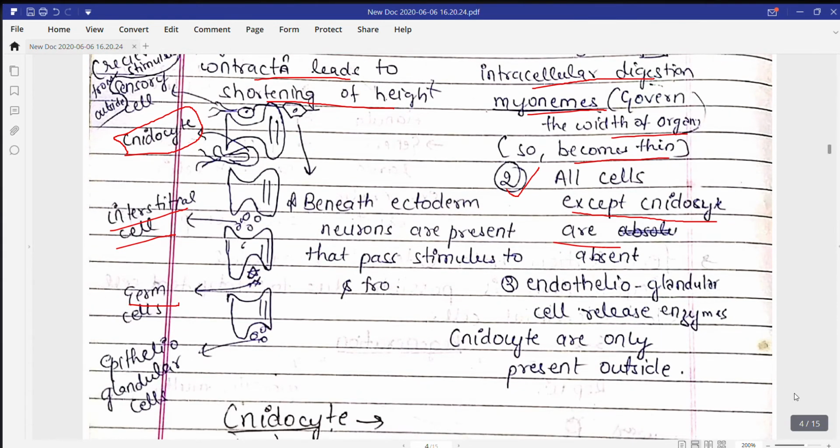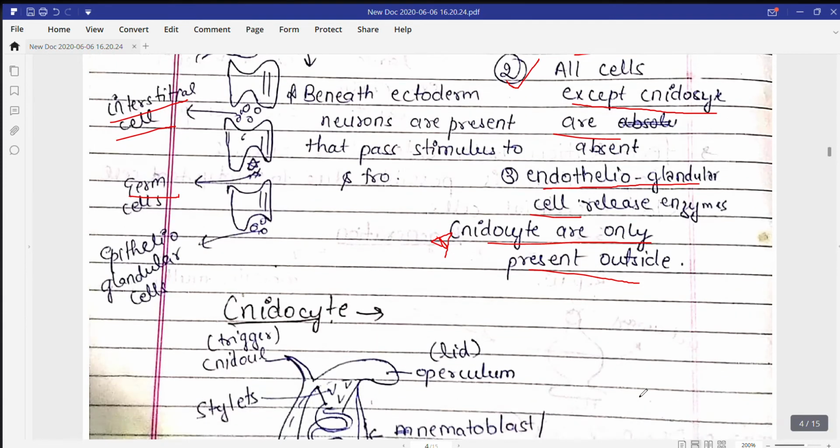The endodermis also consists of endothelioglandular cells. These cells release a number of enzymes, and these enzymes perform a number of functions in the body. Again, cnidocytes are only found on the outside, that is, the epidermis.